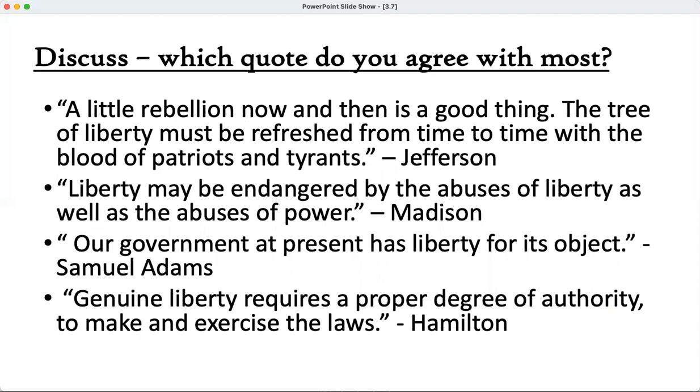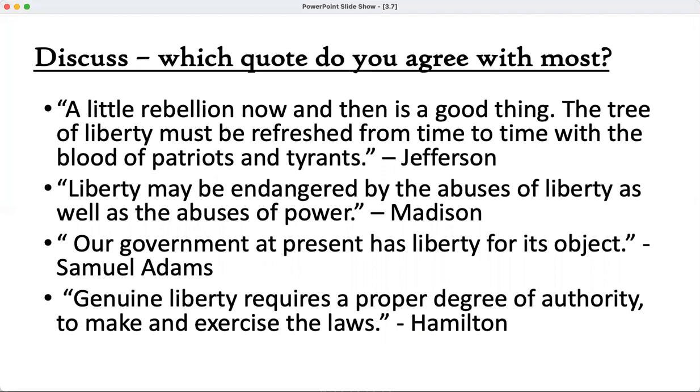And then finally, Alexander Hamilton. Genuine liberty requires a proper degree of authority to make and exercise the laws. Which quote do you agree with the most? It's interesting. You see on one side, Jefferson and Samuel Adams are part of this old guard, right? Part of the men who pushed for the Declaration of Independence, pushed for the initial revolution. And they like how weak the federal government is right now. They like the Articles of Confederation.